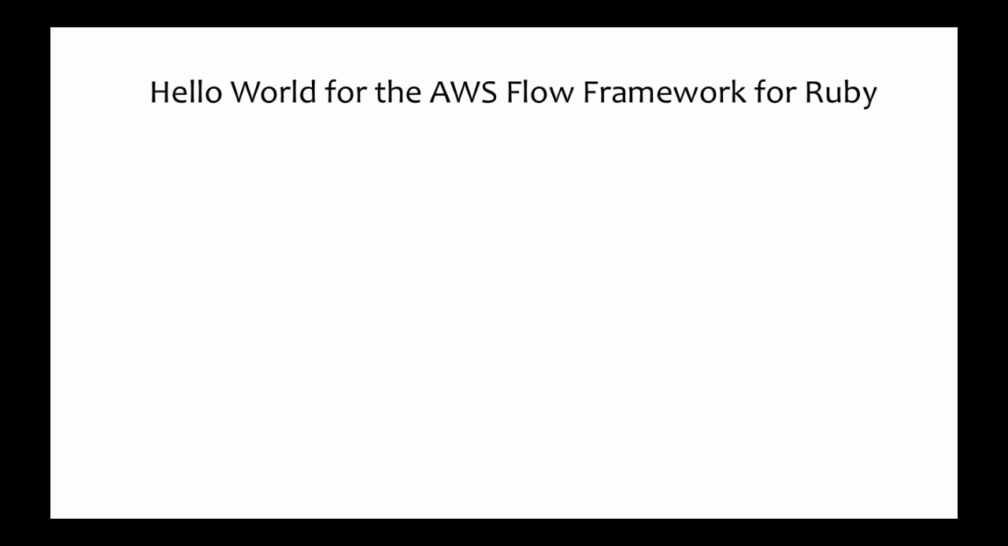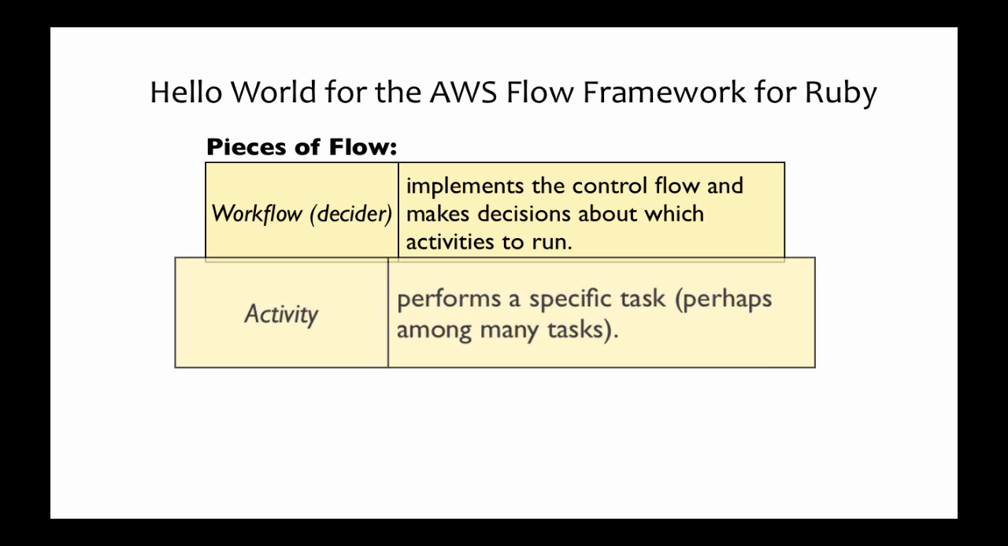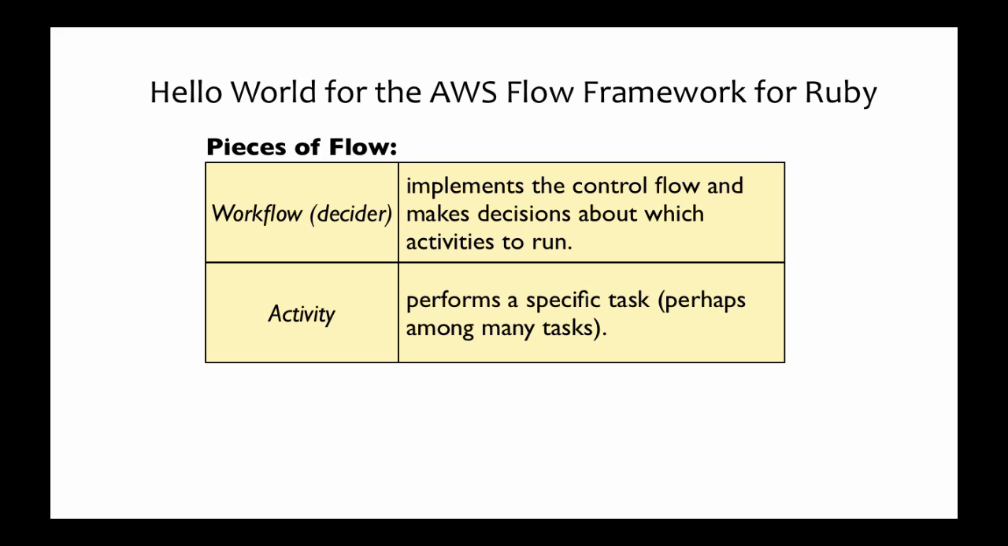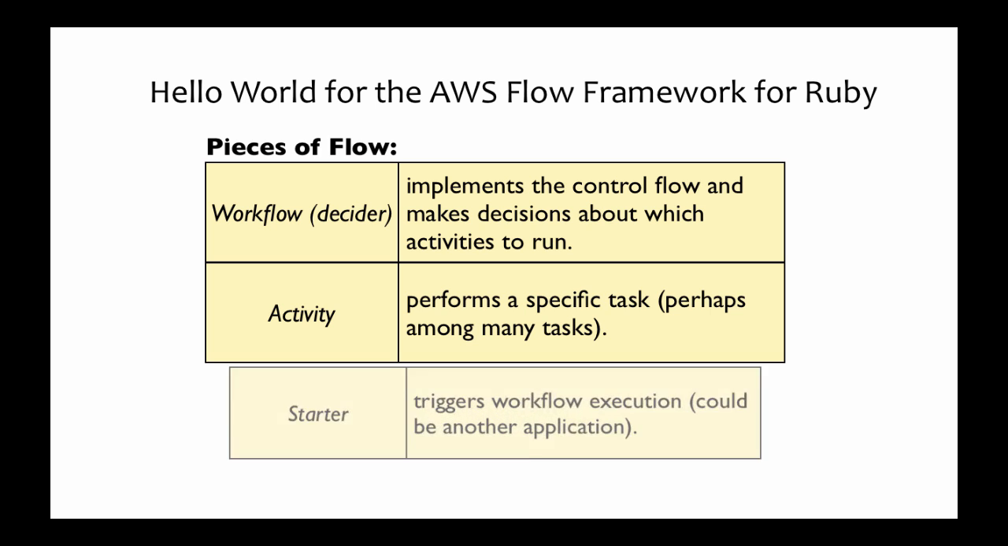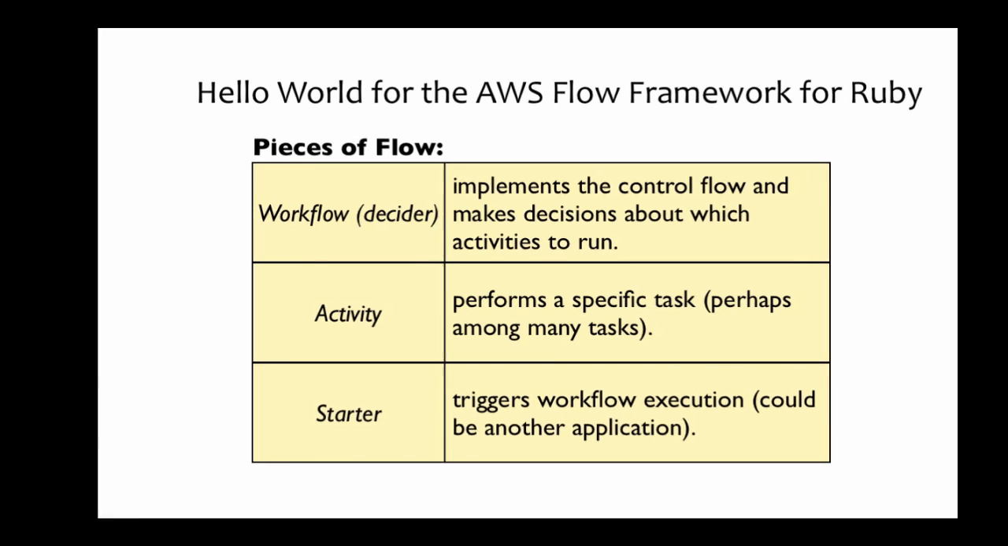Our Hello World will implement the basic three parts of a Flow Framework application. A workflow, also known as a decider, that implements the control flow and makes decisions about which activities to run. An activity that performs a specific task, perhaps among many tasks. And a starter, which could be another application that triggers workflow execution.